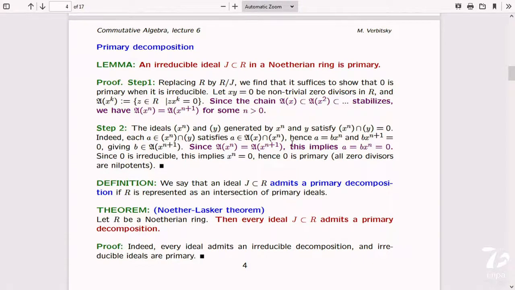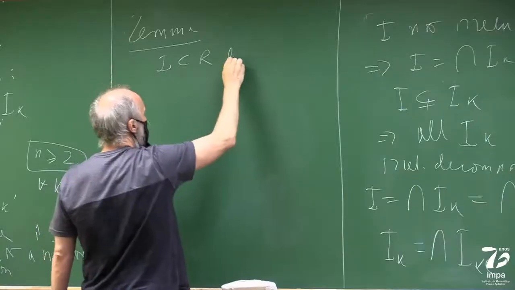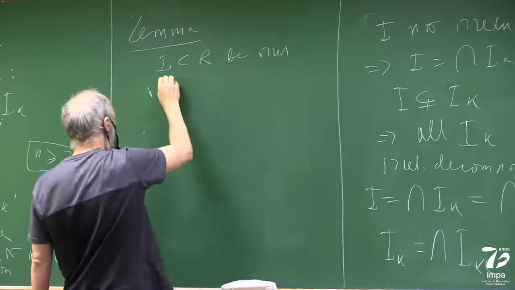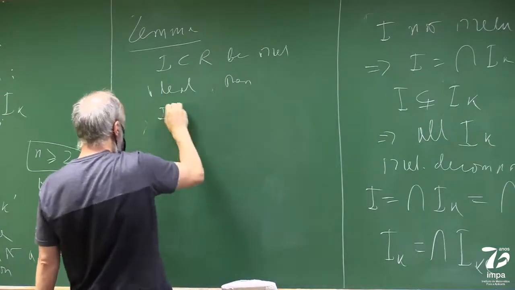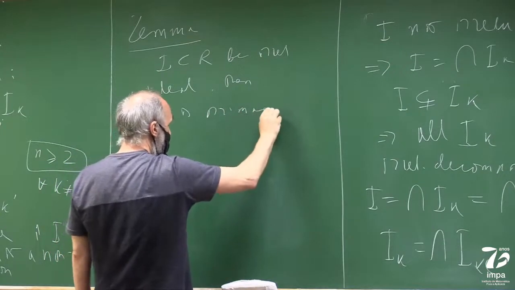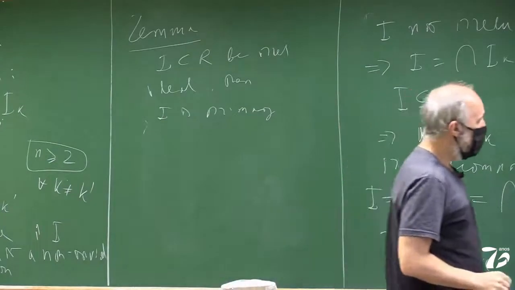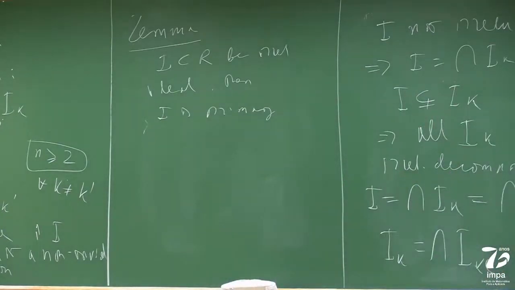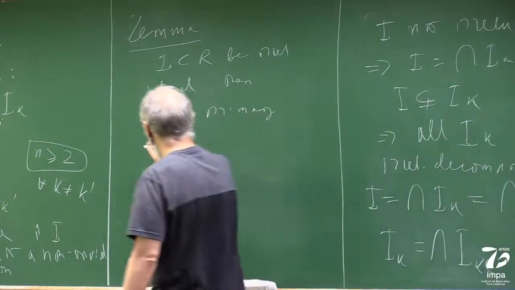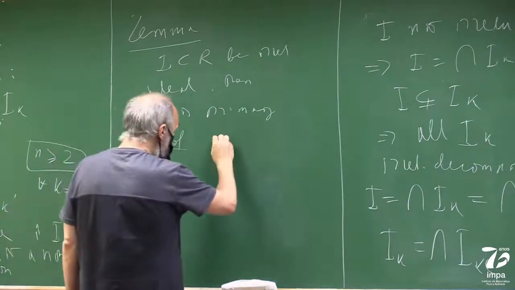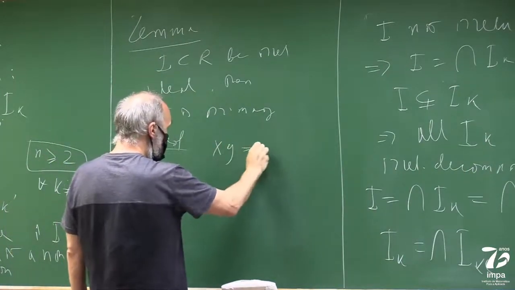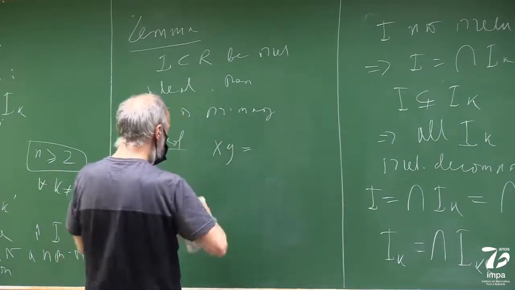Now the next lemma is that every irreducible ideal is primary. Lemma. Let I inside R be an irreducible ideal, then I is primary. I will use the property which I have written on the first slide, which tells us that primary ideals have the following property. Suppose you have xy equals 0. Oh, sorry. Well, I would assume it suffices to show.